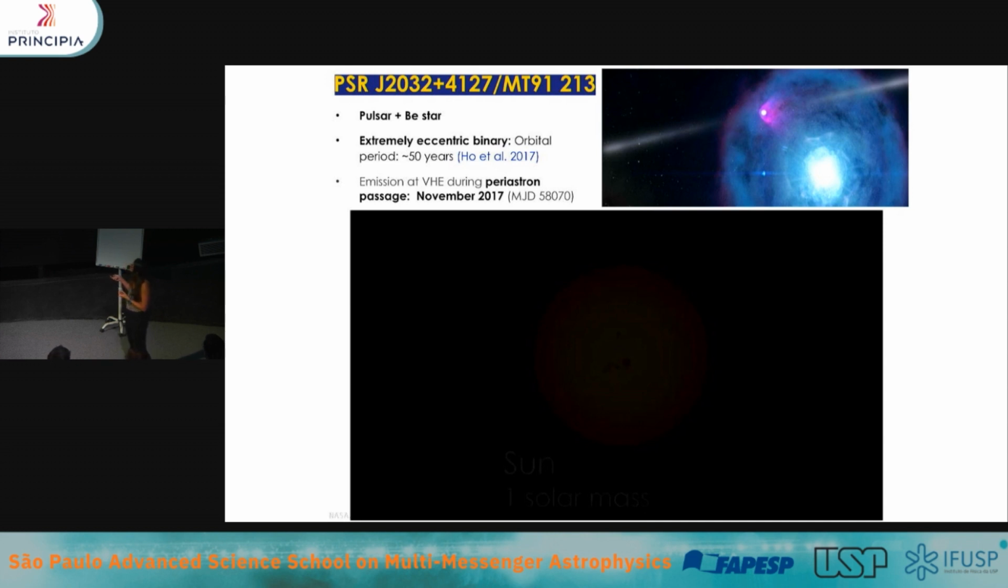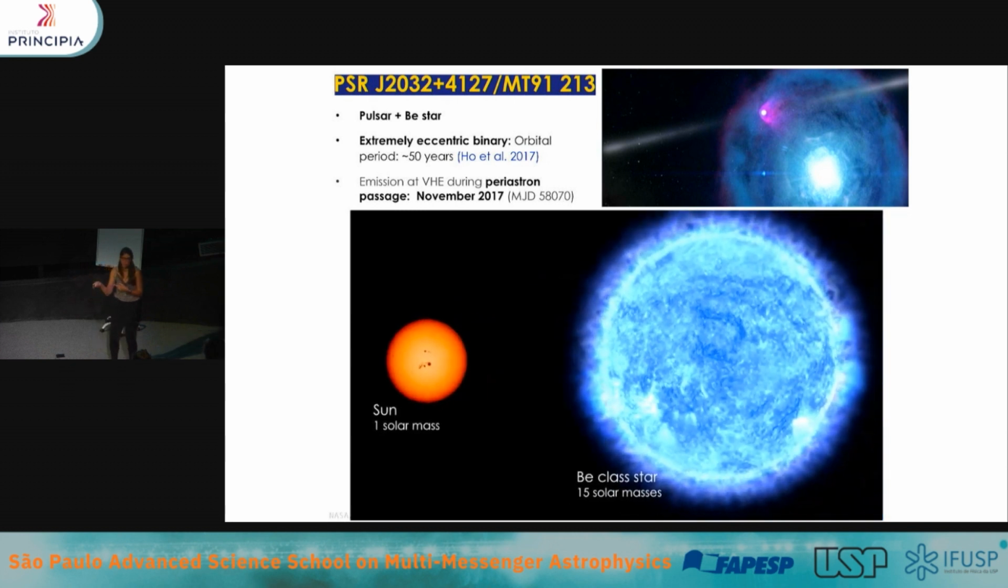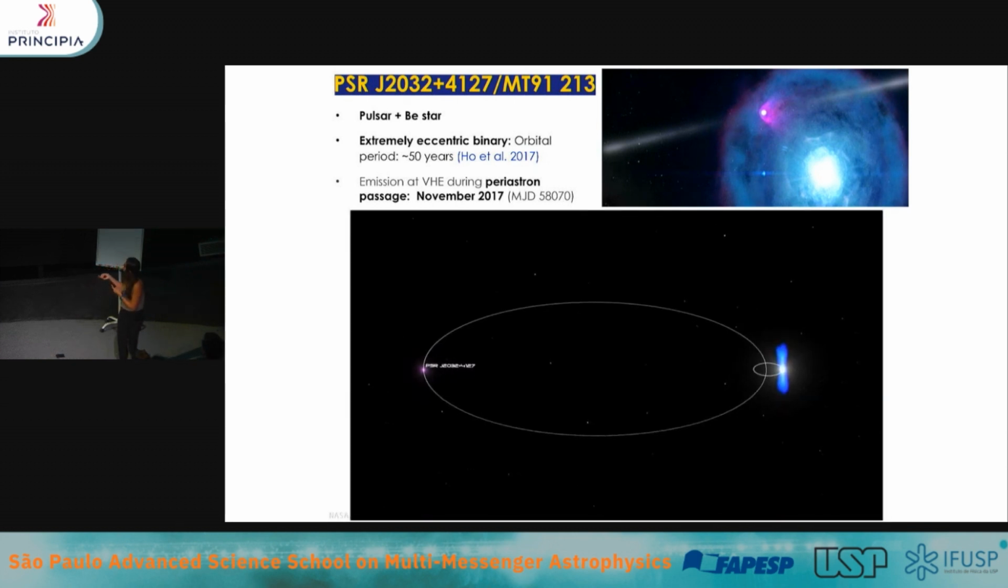And the second binary in which we could confirm that it was a pulsar was this system, 2032. It's a system that has an orbit of 50 years. So we detected it, I think it was 2018 or 17. So next passage will be, I'll probably be retired, hopefully.